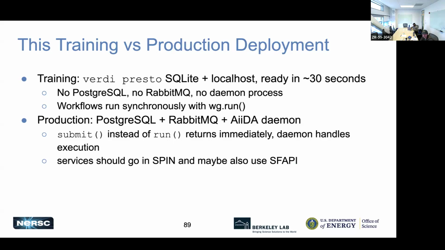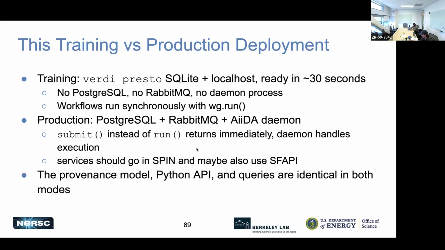You should be putting these things in Spin for production, and you might also want to be using SF API in some regard for the connections between Spin and Perlmutter. This is not a Spin or SF API tutorial. We don't have a week.